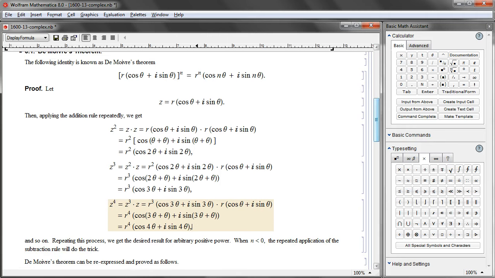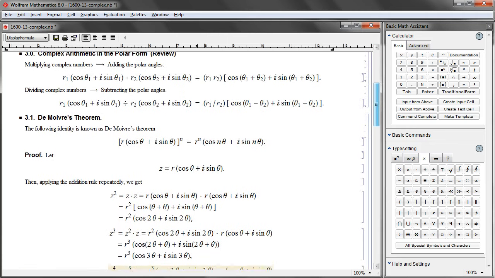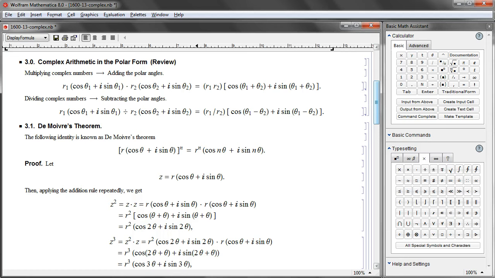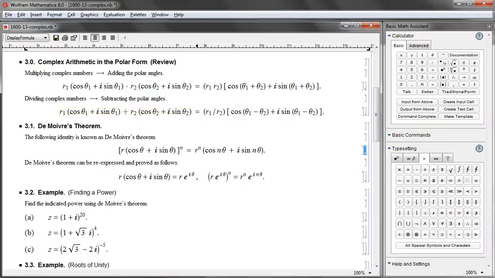Now, what if n is negative? Well, I didn't write the proof here. It's left as an exercise for interested students. All you have to do is repeat this subtraction, the division rule, the second principle over and over again, repeatedly, recursively. In the end, we have De Moivre's theorem as here.